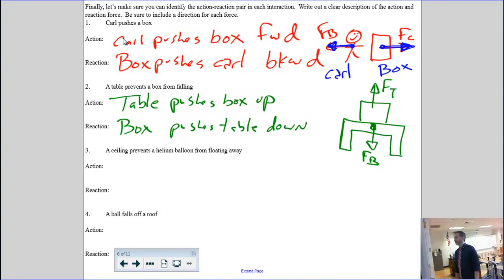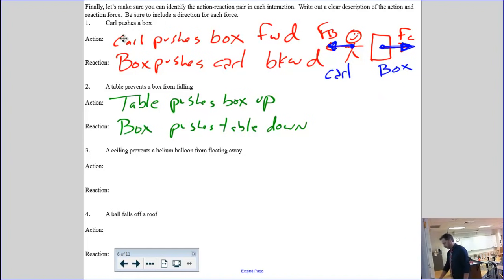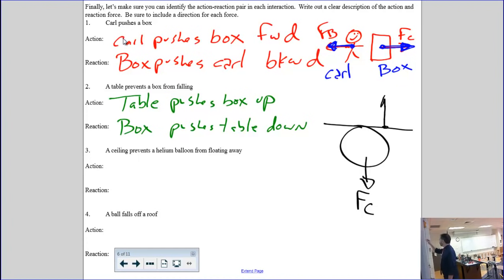A ceiling prevents a helium balloon from floating away. So let's think about this one. I'm going to draw it first this time. We need a ceiling and a helium balloon. The balloon wants to float up, but the ceiling is pushing it down. So there's the downward force from the ceiling pushing the balloon, and the reaction is the balloon pushes the ceiling up, right?